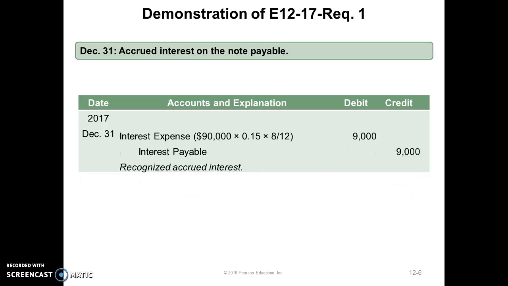So on December 31st, the accrued interest is going to be $9,000. So you're asking yourself, why is it 9,000 instead of the 10,000 that we calculated before? Well, we actually paid 10,000 of that principal. So that 100,000 went down to 90,000 because we paid the 10,000 principal. So that's why it's now 90,000 times 0.15, and of course we only have 8 months, so we multiply by 8 divided by 12 to get the 9,000.